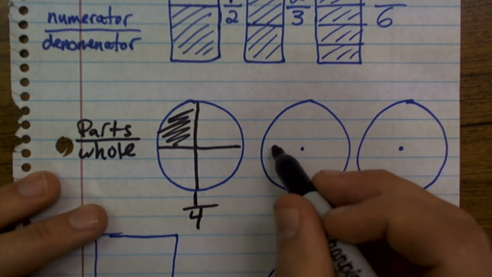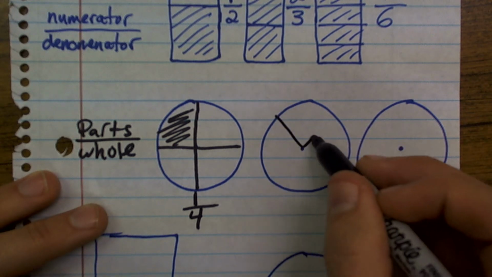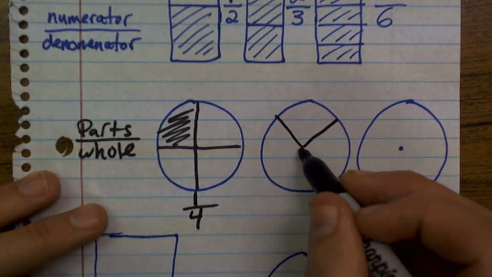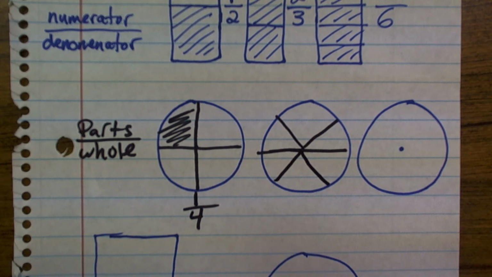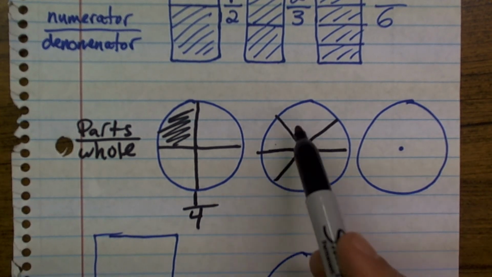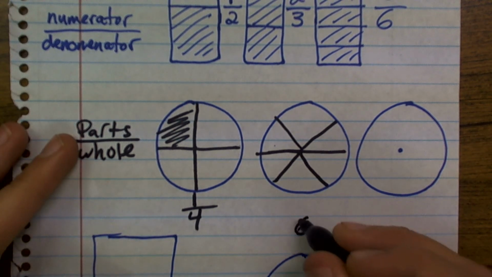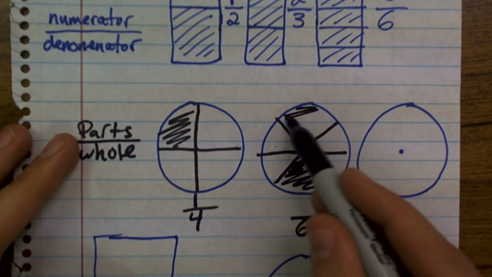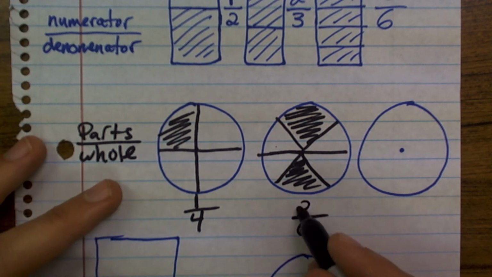Another one we can look at here is, I'll try to do this evenly. There we go. Try to do these as evenly as possible, but if we could take a look at this one, we can say how many parts do we have? We have 1, 2, 3, 4, 5, 6. So I have a total of 6 parts, so that's going to be my denominator. And let's say I select 2 of them. So therefore, the number of parts selected will be 2.